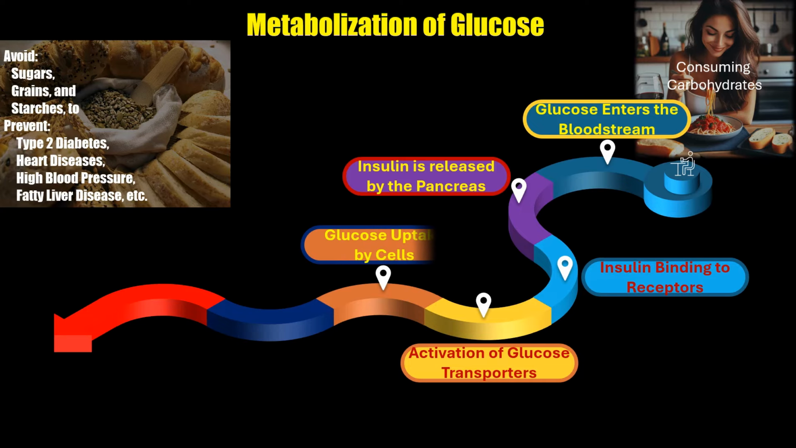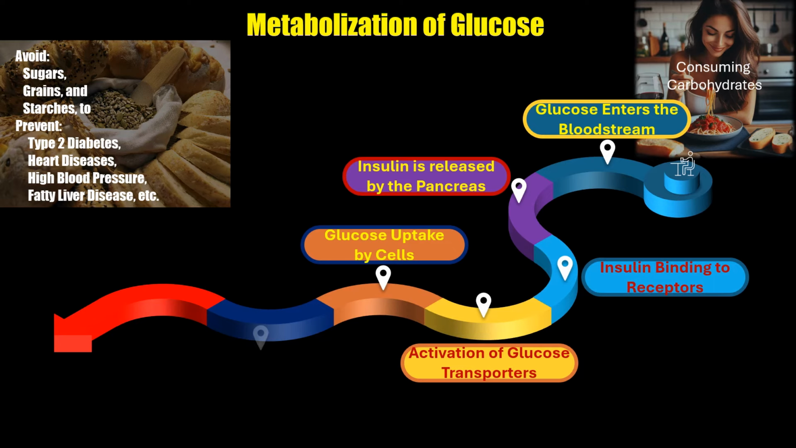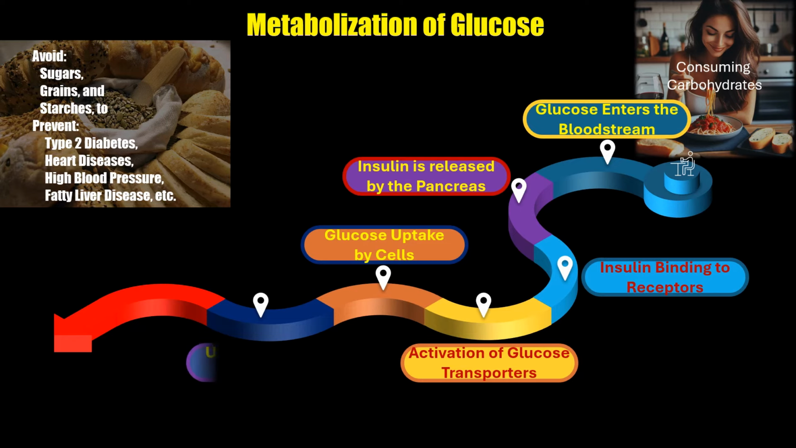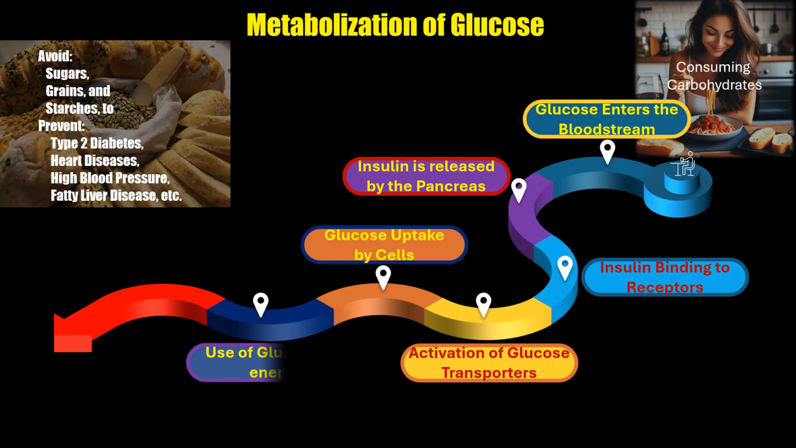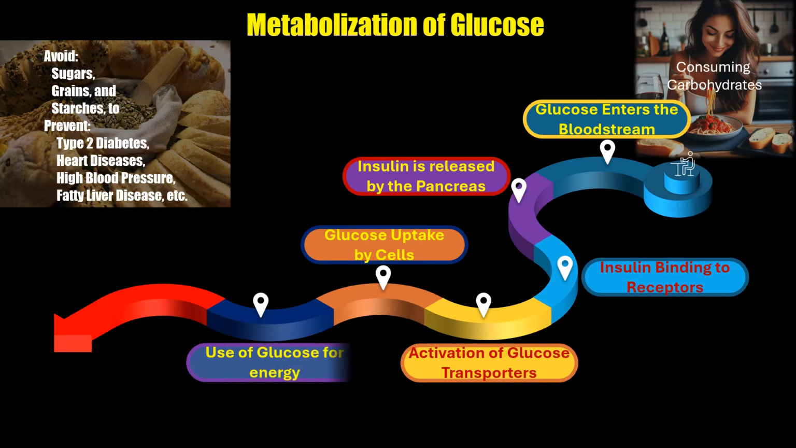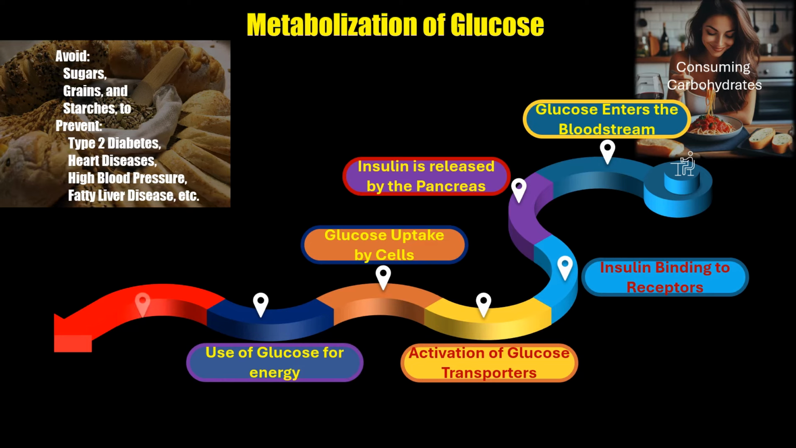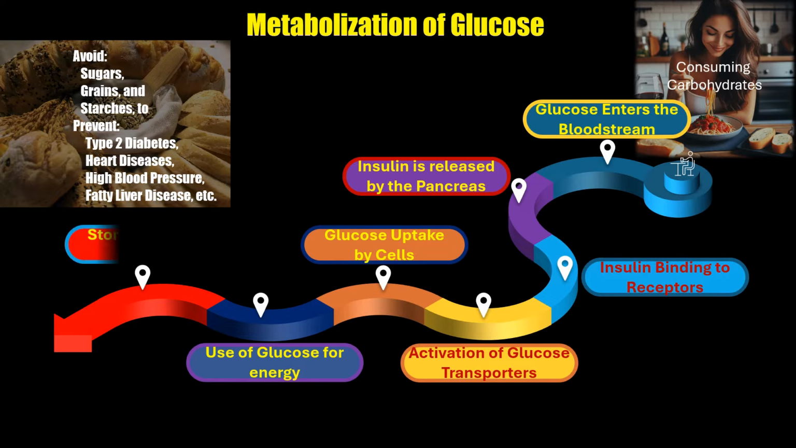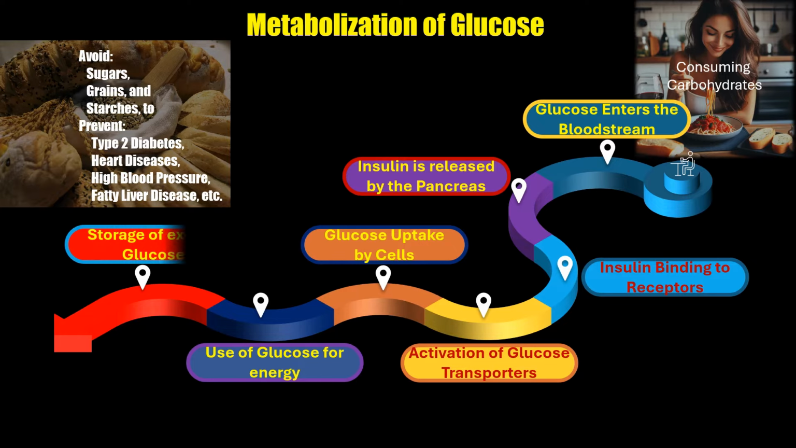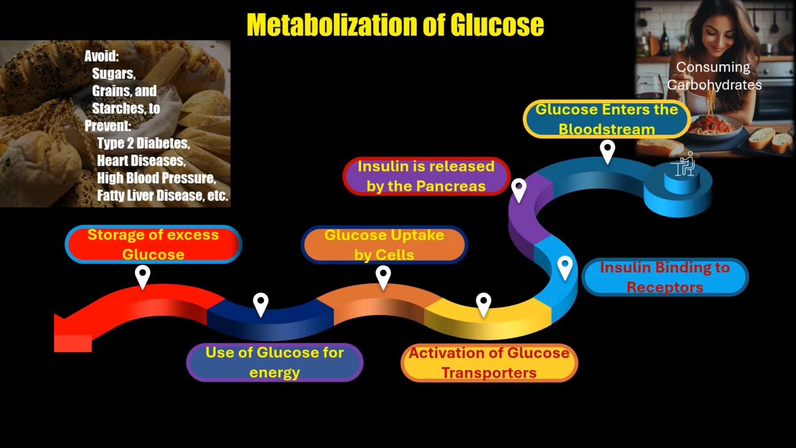The glucose transporters facilitate the entry of glucose into the cell by allowing it to pass through the cell membrane. Inside the cell, glucose can be used immediately for energy production. Inside the muscle cell, glucose is primarily used for immediate energy needs and muscle activity. And inside the liver, glucose can be used to produce energy or be converted into glycogen for storage.